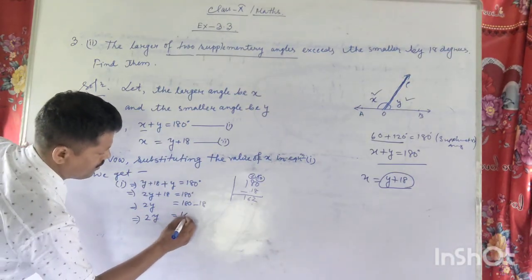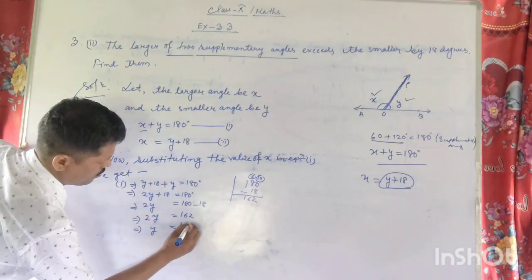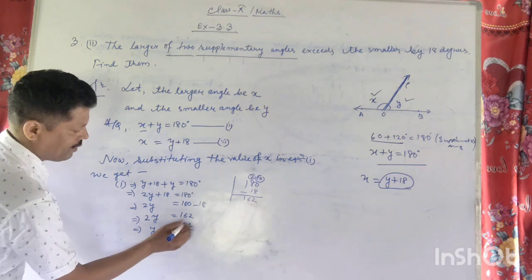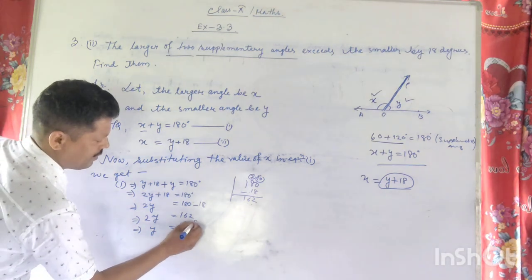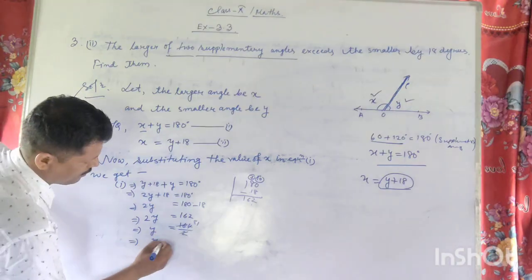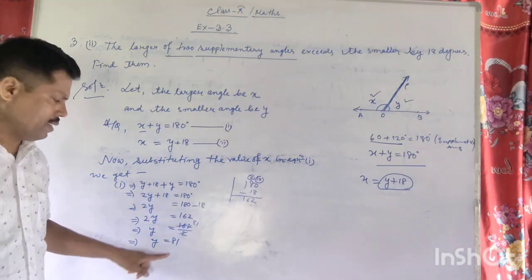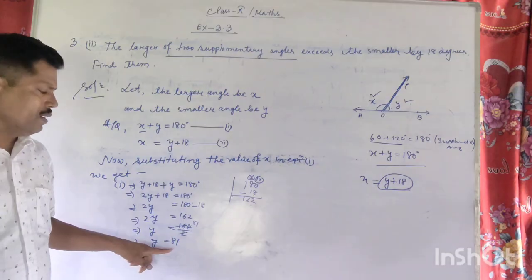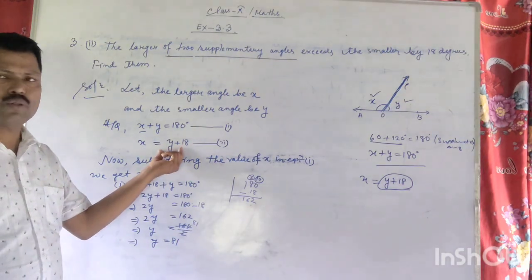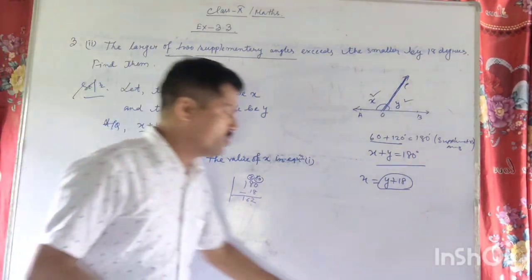So 162. Now y is equal to what? 162 divided by 2. If we divide this, 16 is 8 times, and 2 into 1 times. That means y value will get here 81. Y value is here 81. Now substituting the value of y in equation number 2, then we will get the value of x. So let us see now.